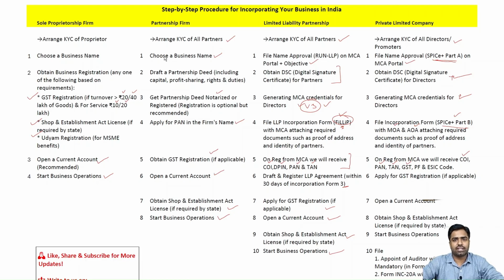GST registration, after you receive the certificate of incorporation, takes a minimum of 10 to 15 working days. So you have to keep your patience and wait for it. And if you have not applied for GST along with the incorporation, then you can apply separately also if you require. Okay, once all these things are settled, you can go for opening a current account. You have to check the applicability of shop and establishment registration, and you can start your business operations. Okay.